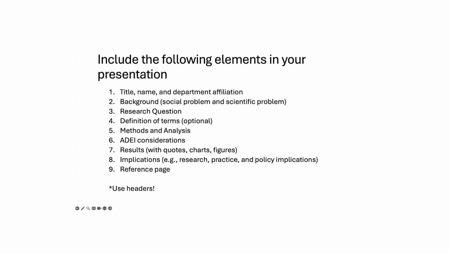For example, to illustrate the scale of the social problem, you want to make sure that you also have the scientific problem. The scientific problem is very critical. It is the research problem that you are addressing in the scientific literature. You want to make sure that you have your research question.